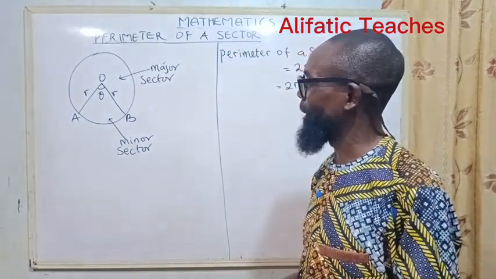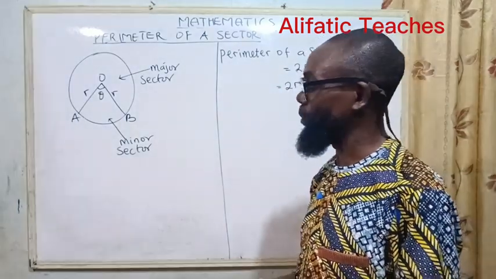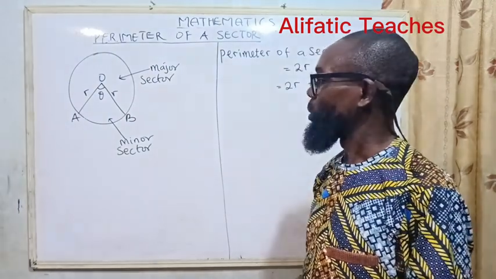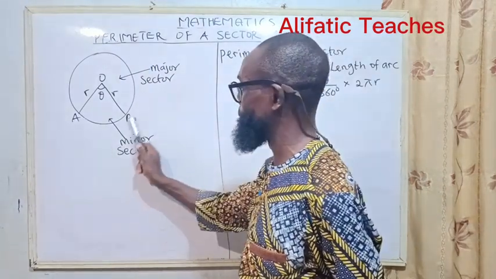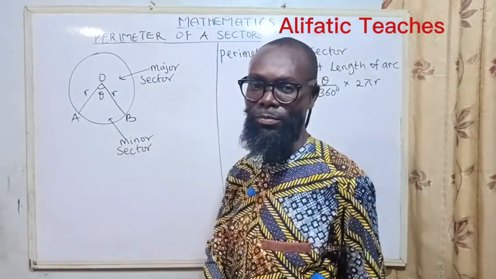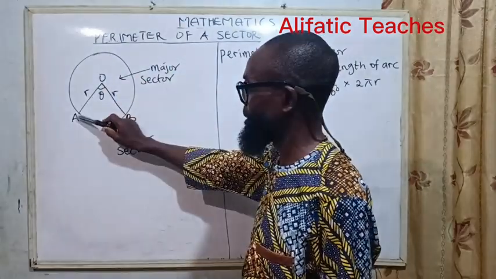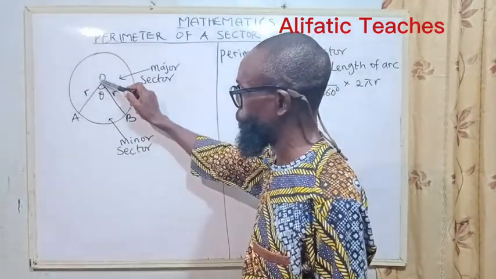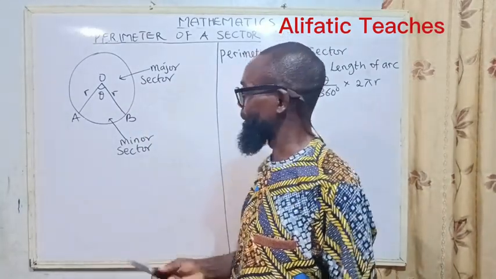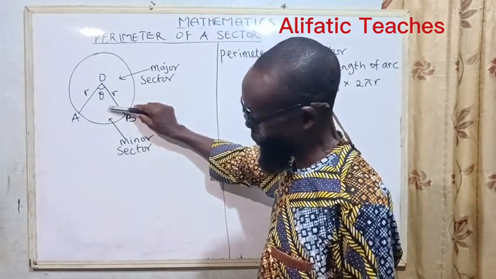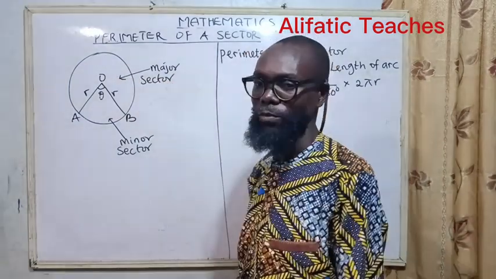From our previous lesson, we've looked at the properties of a circle. Today, we're going to look at some other property, majorly about what we call the sector. We know very well from the previous lesson that the distance from A to B is called an arc. So when you move from O to A to B, back to O, that is called a sector. This sector can be a minor sector, which is the small side here, or the major sector.